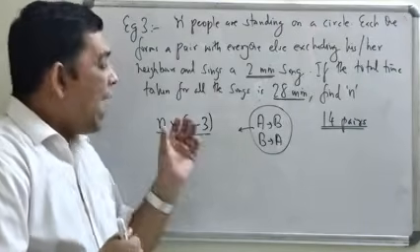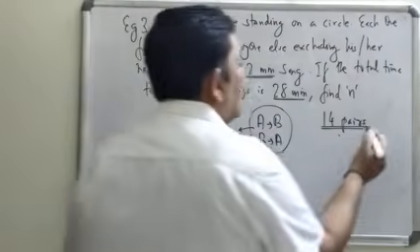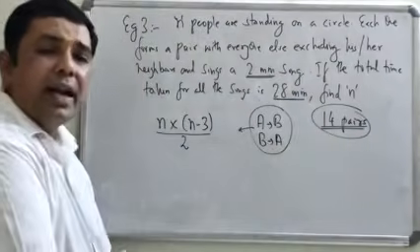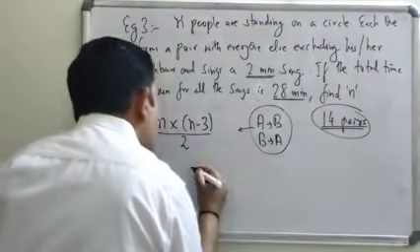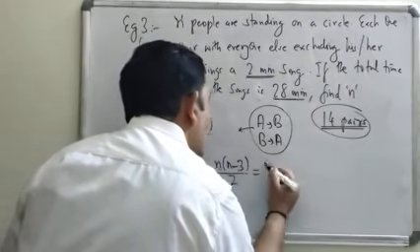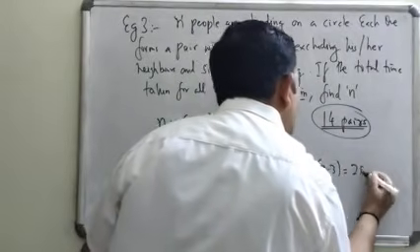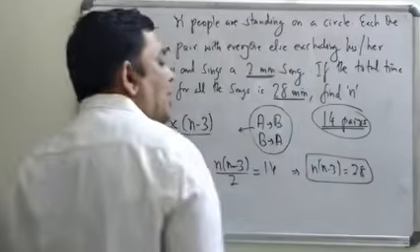Correct? And according to the data in the question, how many pairs? The number of pairs is 14. And therefore, N into N minus 3 by 2 is 14. So N into N minus 3 is 28.